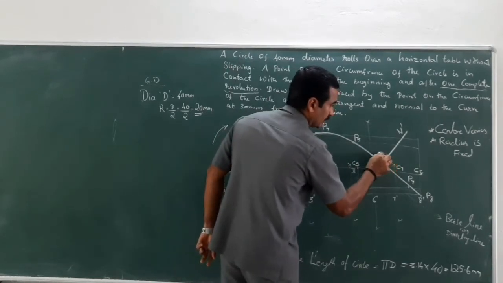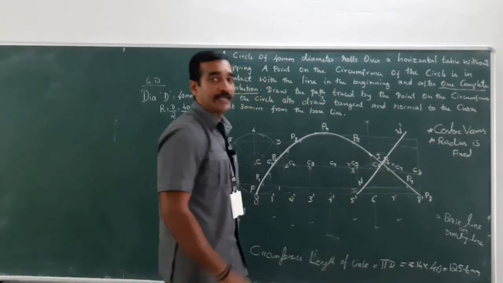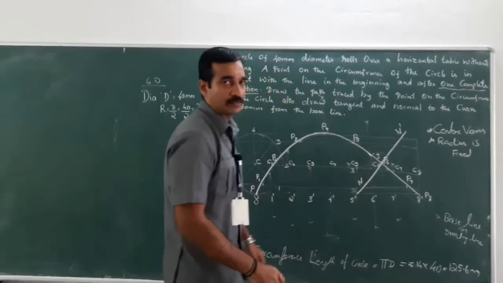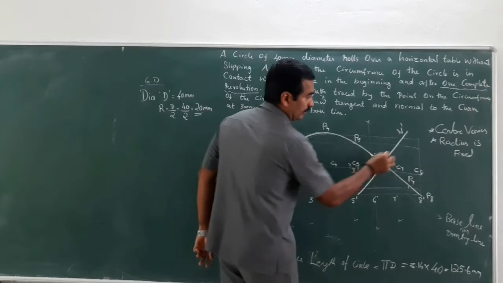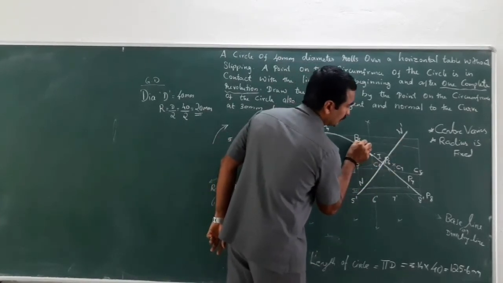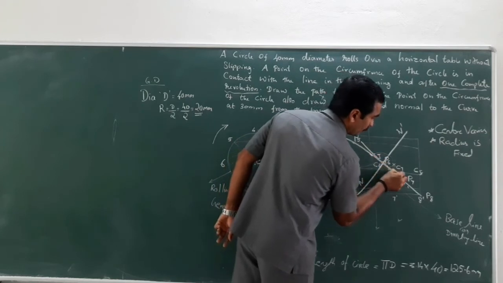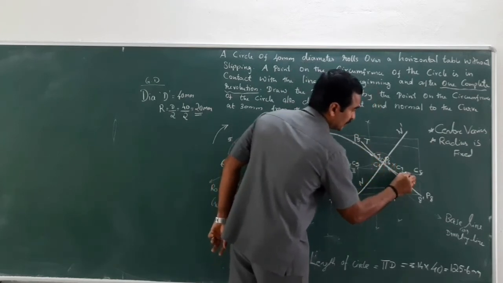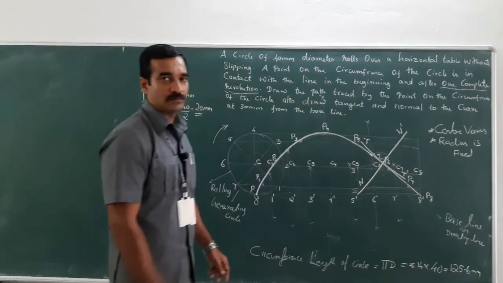In this manner. Now take 90 degree somewhere here. Draw a line which should be perpendicular to the normal. This should be 90 degree. So this could be T dash.